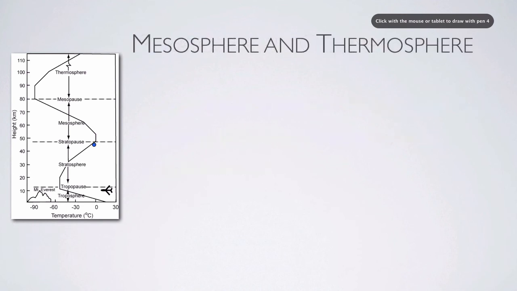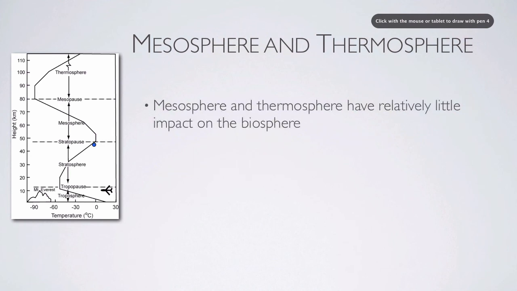Now, as I said, there's two other layers that we think about, the mesosphere and the thermosphere, and the authors state correctly that the mesosphere and the thermosphere have relatively little impact on the biosphere. So the patterns that are there are important for atmospheric scientists to think about, but as far as an ecosystem ecologist, it doesn't have much impact on the types of things that we think about. So thinking about the troposphere and the stratosphere, and what the patterns of temperatures and pressures are, and what happens within the troposphere and the stratosphere are really our main concerns here.